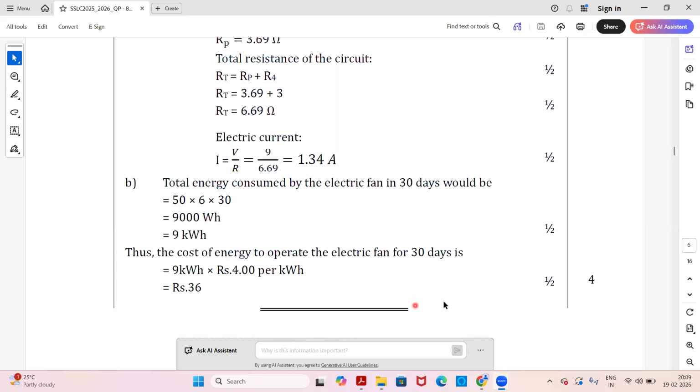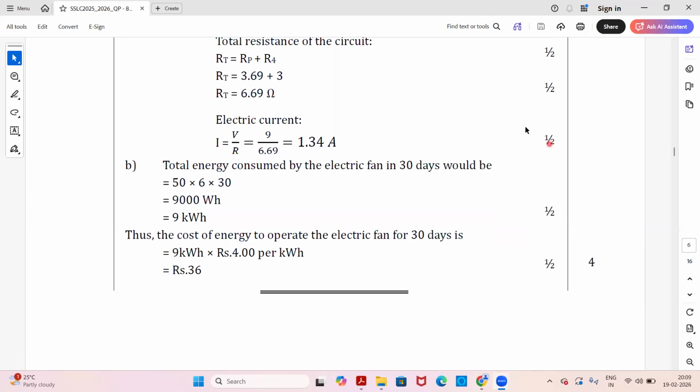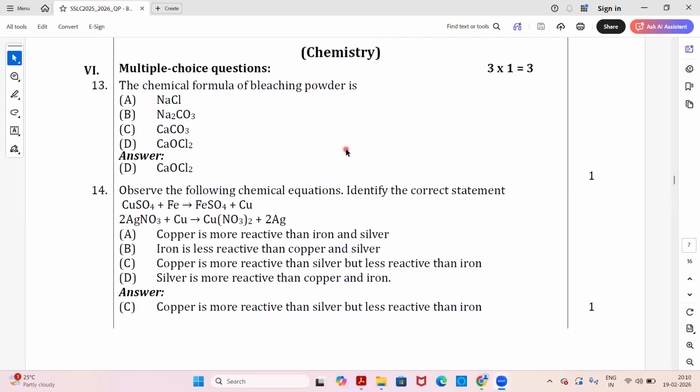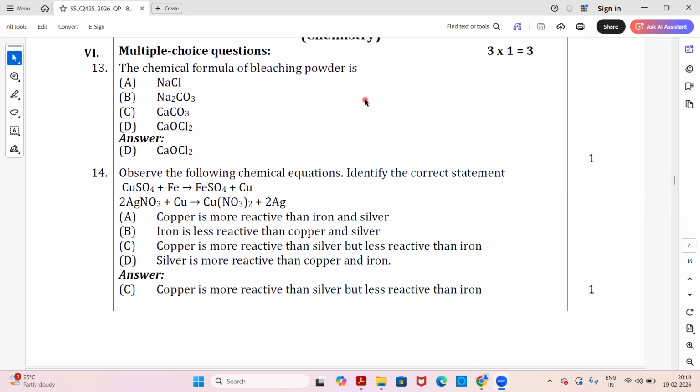So with this, we complete our physics section. Now we'll have to move to section B. So let's see that. So now we have here chemistry section, part B. Again, we start with multiple choice question. The chemical formula of bleaching powder is option D, CaOCl2.